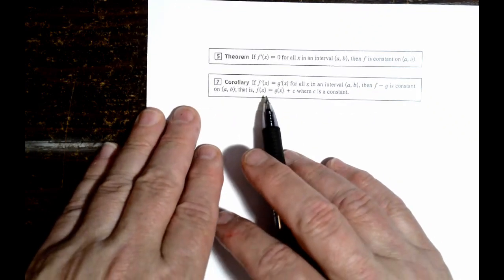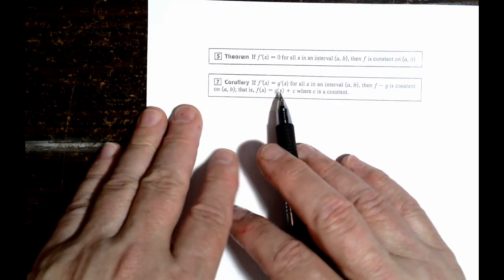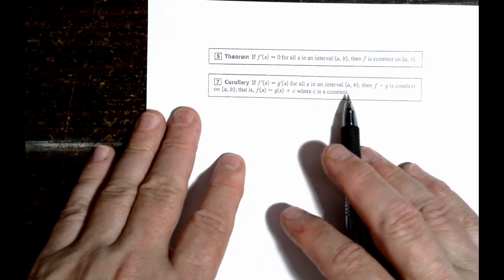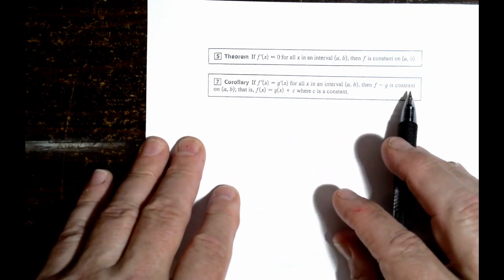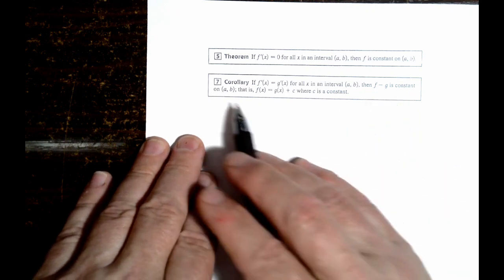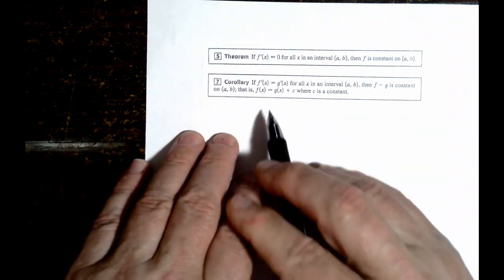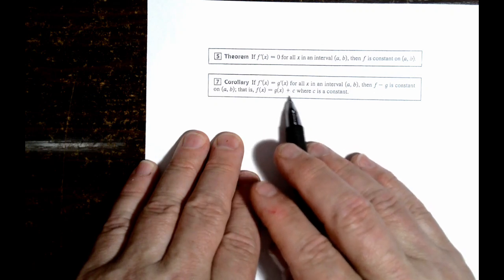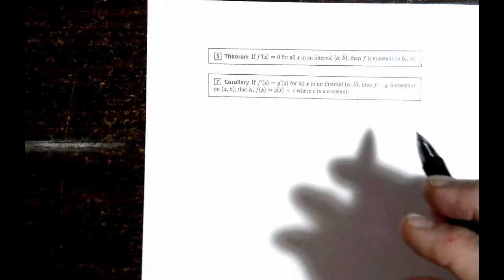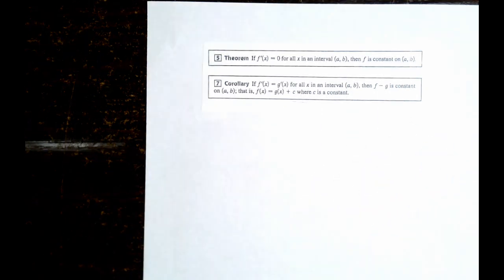Number 7, corollary: if f prime equals g prime for all x in this interval, then f minus g is constant, meaning it equals a constant on [a, b]. That is, f and g differ only by some constant c. And we'll learn more of that in later sections and later chapters.